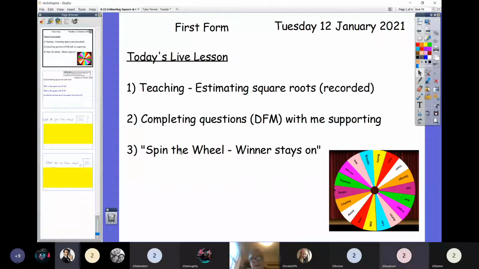So what we're going to do today, there's going to be a very quick bit of teaching, which is going to be recorded. There's just a few questions on Dr. Frost's maths, not very many, just a few. I should think it will take you about 10 minutes. And that may be all we have time for today because of the slow start. If we have the opportunity, then we will do some spin the wheel at the end of the lesson. So as always, the whole lesson will be live. The teaching bit will be recorded. Once that's finished, I will still be here to support you doing the questions, but obviously at that point it won't be recorded. So that's the plan.